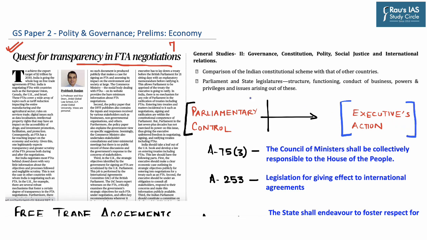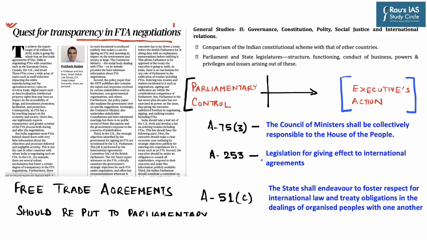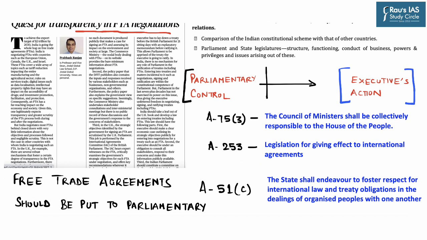So there must be certain parliamentary control, and this has also been provided under Article 253 of the Indian Constitution, which mentions legislations for giving effect to international agreements. Further, Article 51C, which is a part of the Directive Principles, mentions that the state shall endeavour to foster respect for international law and treaty obligations in the dealings of organized peoples with one another.